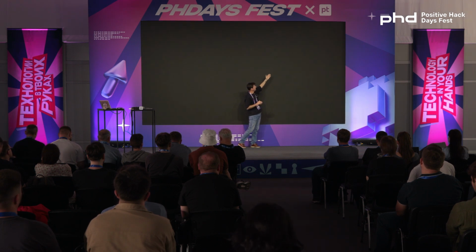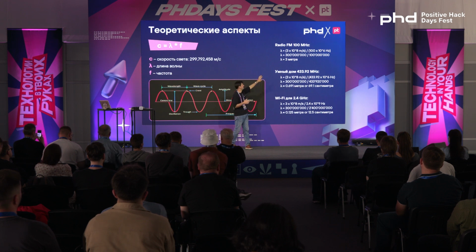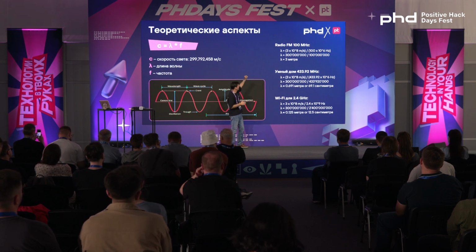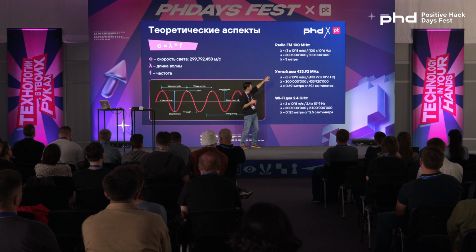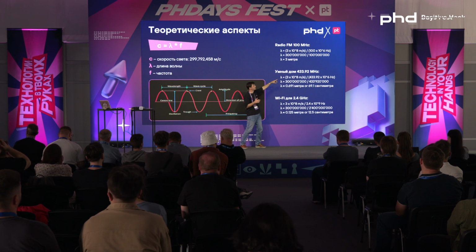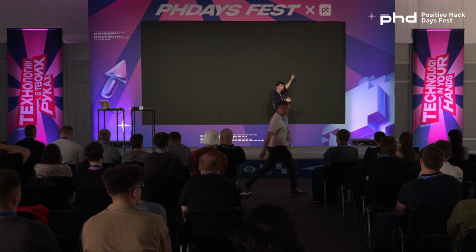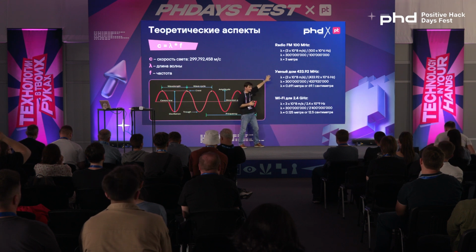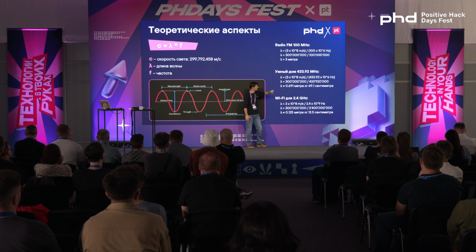For example, let's take the usual FM radio frequency range, about 100 megahertz. What is the length of the wave? 300,000, we divide by 100 million. Why? 100 megahertz, mega is 10 to the 6th power. And the wavelength for a usual radio that we listen to is plus minus 3 meters.